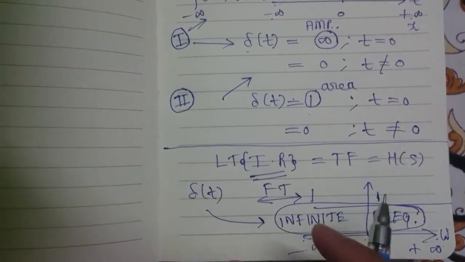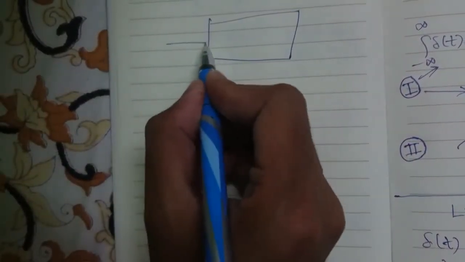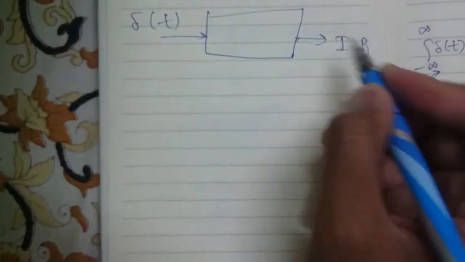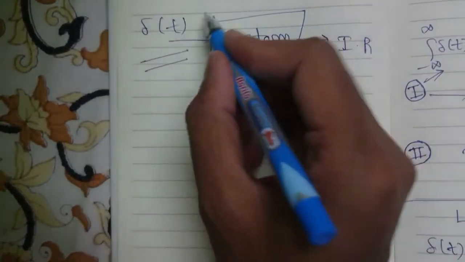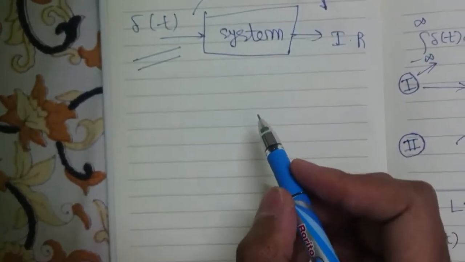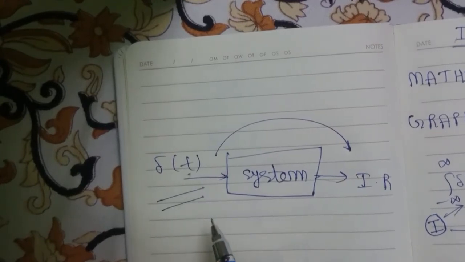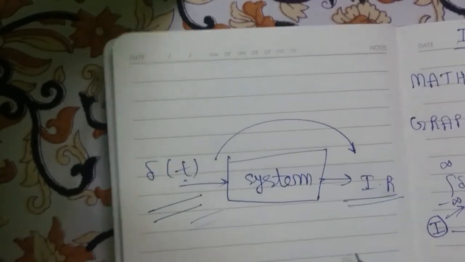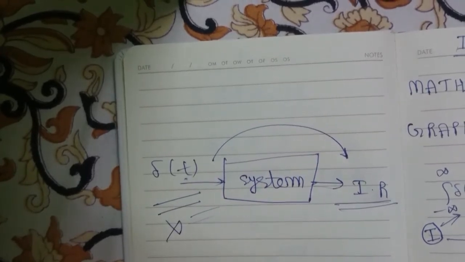That is, if you take any system and you apply impulse as input, delta of t, the output you get is called impulse response. So any system, whenever you are applying impulse, it means that you are applying infinite frequencies to the system. So impulse response is very important, even though impulse cannot be practically generated in the lab.